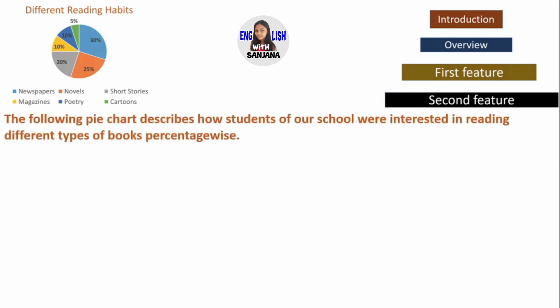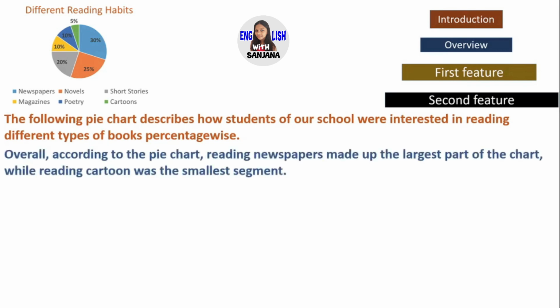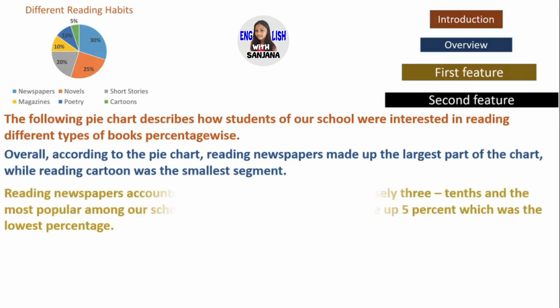Introduction. The following pie chart describes how students of our school were interested in reading different types of books, percentage-wise. Overview. Overall, according to the pie chart, reading newspapers made up the largest part of the chart, while reading cartoons was the smallest segment.